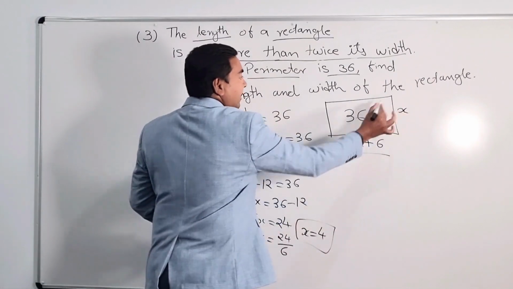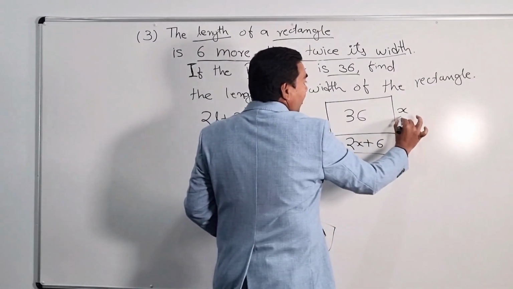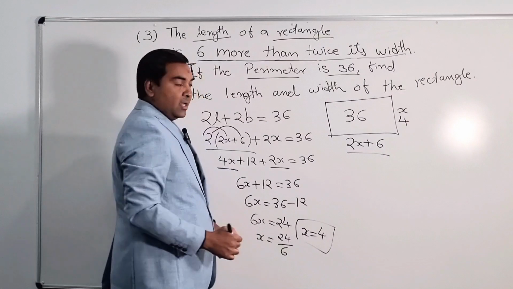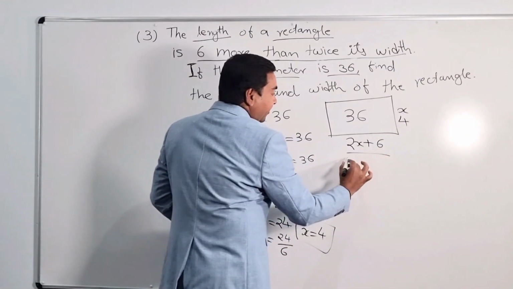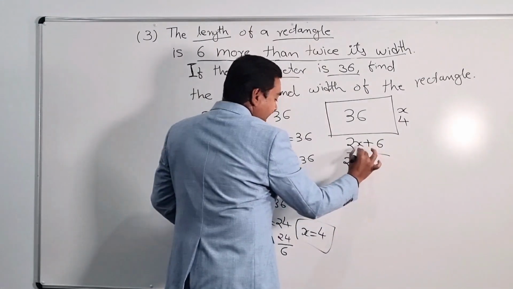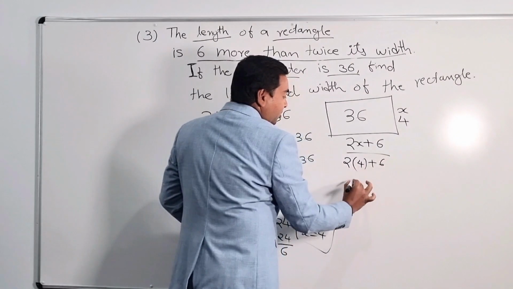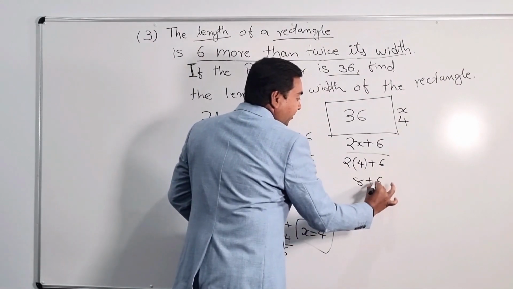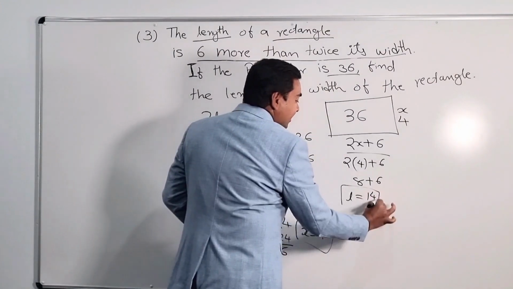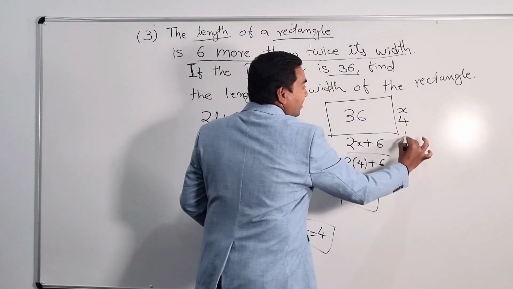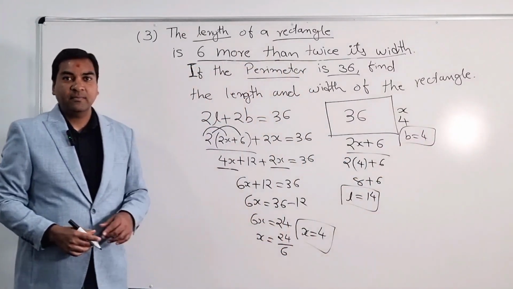Now I can put it back here. So my width was x. So x is 4, so my width is 4. The length I want to find out. So this is 2x plus 6. So I can put down 2, my x value is 4. So 2 times 4 plus 6. 2 4s are 8, 8 plus 6, which is going to be 14. So my length is 14 and my width is 4. And that is the answer of this question, guys.